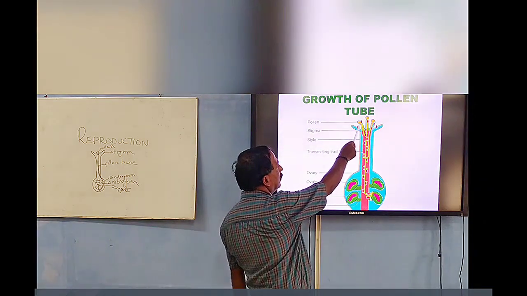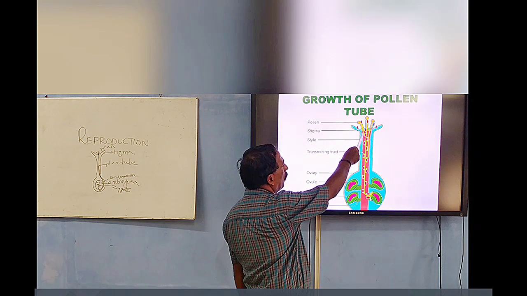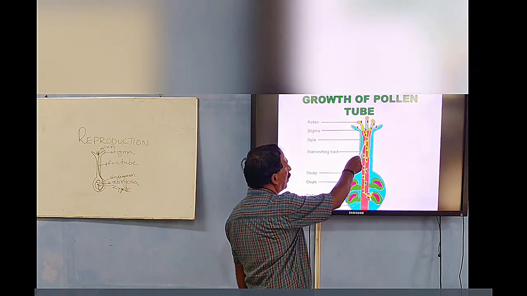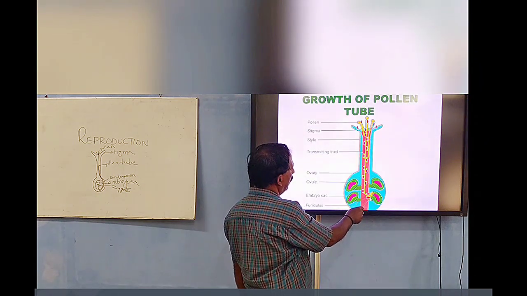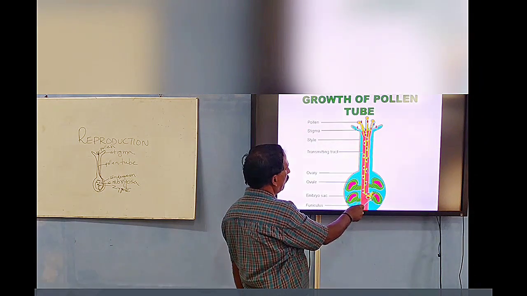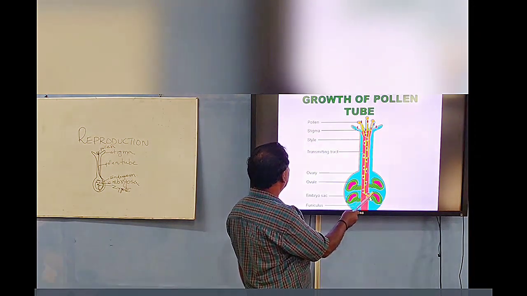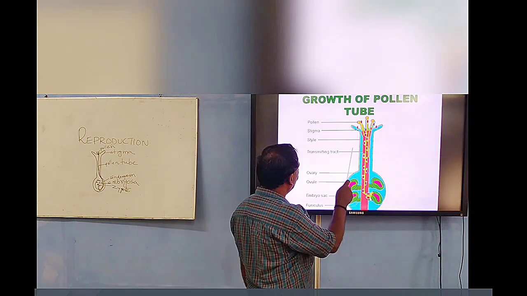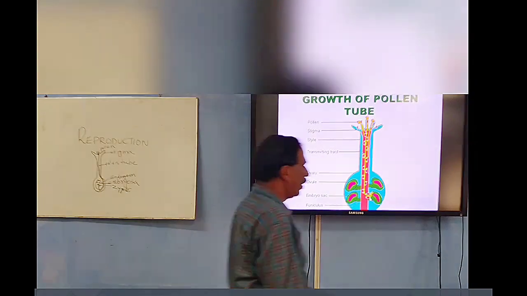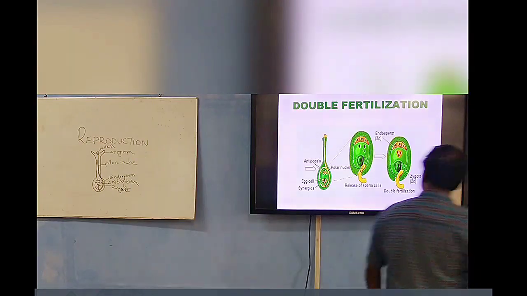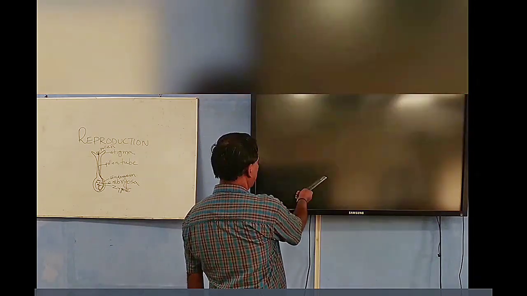On falling, it develops a pollen tube. The pollen tube, you see, is growing along the style and reaches the embryo sac through the micropyle. And it drops one male nucleus to the egg cell here.